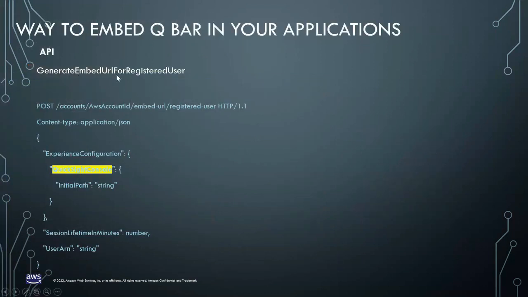And the way to embed this is, you'll use the same API, generate embed URL for registered user, and under experience configuration, this time, instead of calling Q search bar, you will be typing in QuickSight console. And you can set up an initial path. What I mean by this is, you can say, hey, when this power user comes, take them to the landing page of QuickSight console, or take them to only analyses. I want them to only create analyses, or I want them to only look at dashboards, or I want them to go to only one analysis or only one dashboard. So you can really customize what that initial screen is when these power users arrive. That's what initial path is.